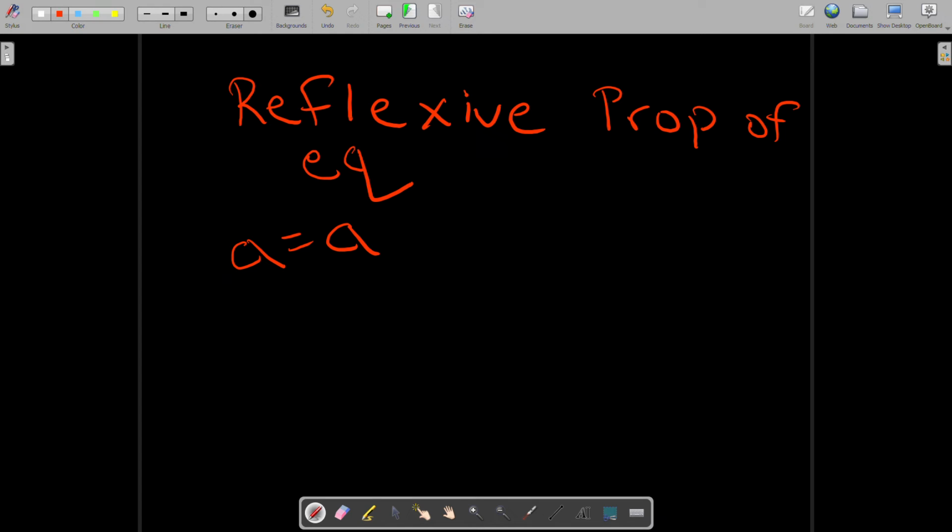So you might be thinking, well, that's obvious, duh. Like 2 is equal to 2, 3 is equal to 3. That's obvious. But in numerical values, that seems obvious. But in a geometric standpoint, when we have figures and we're trying to calculate the side length of figures, that might not be the case.